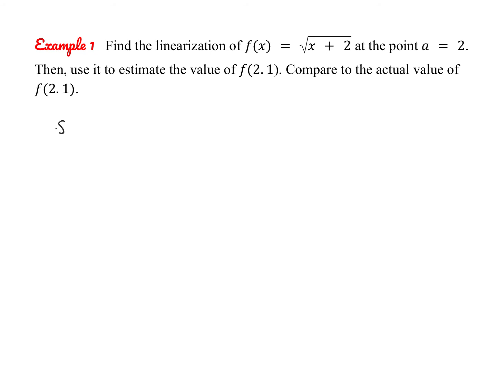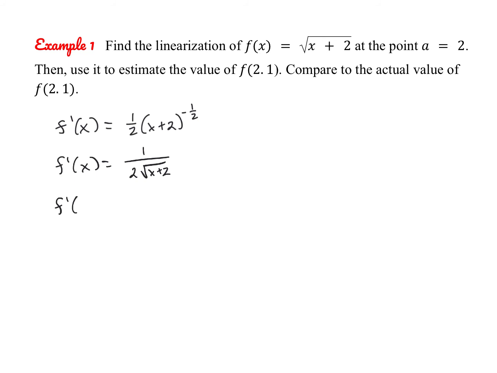So let's start by finding our derivative. So this is just x plus 2 to the power of 1 half. So we have 1 half times x plus 2 to the power of negative 1 half. And we would use our chain rule, but the derivative of our inner function is just 1. So our derivative is 1 over 2 times the square root of x plus 2.